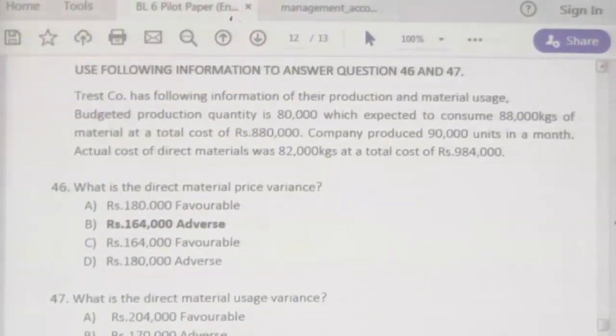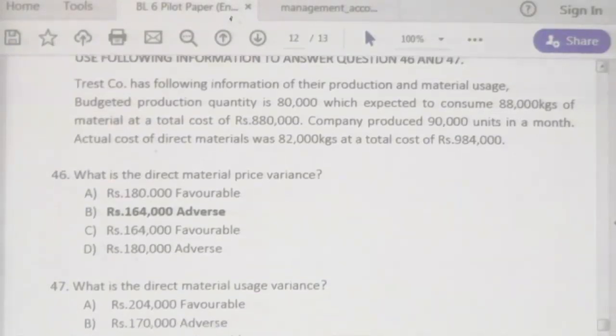Now 46 to 47, two questions depend on this description. Let's see. Trust company has the following information of their production and material usage. Budgeted production quantity 80,000 units, which is expected to consume 88,000 kilograms of material at a total cost of 880,000. The company produced 90,000 units in a month. Actual cost of direct material 82,000 kilograms and total cost of 984,000. What is the direct material price variance?